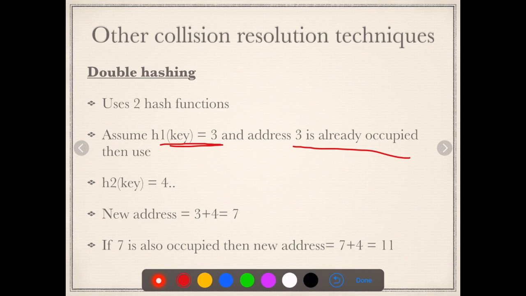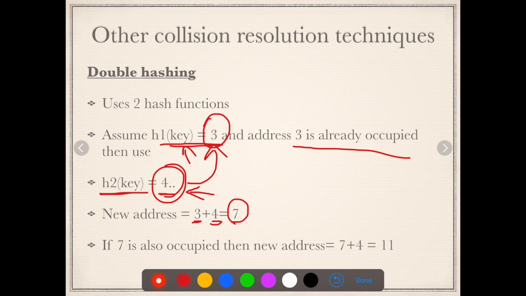So we will be using another hash function which will generate a new number. Whatever number is generated is added to the original address in order to find your new address. 3 was the original address generated by your first hash function. This is added with the value generated by the second hash function, so we get the next value as 7. We are going to look at the address 7 to see if it is already occupied.